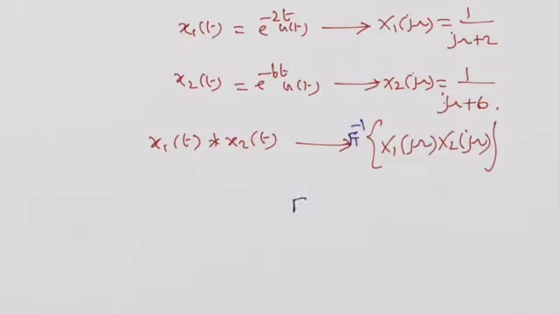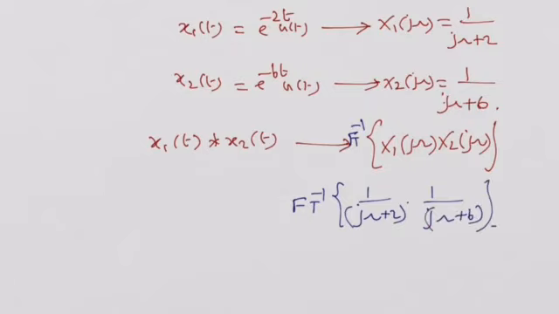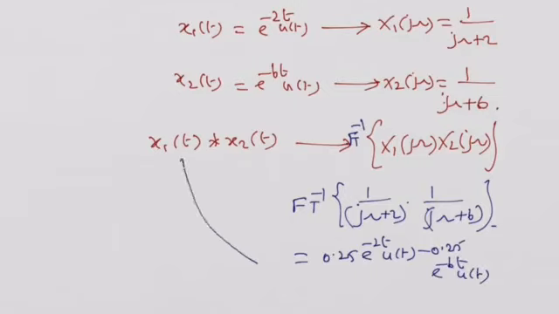So the inverse Fourier transform of X1 of j omega and X2 of j omega, 1 divided by j omega plus 2 multiplied with 1 over j omega plus 6, gives me a result of 0.25 into e power minus 2t u of t, minus 0.25 into e power minus 6t u of t. So this is the result of this convolution. Is this okay for you?